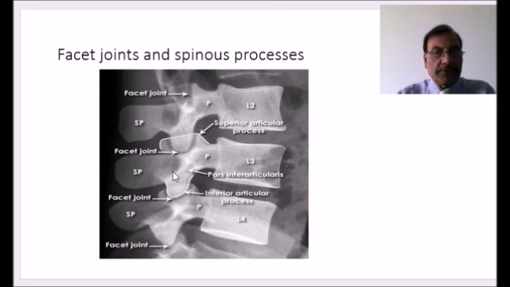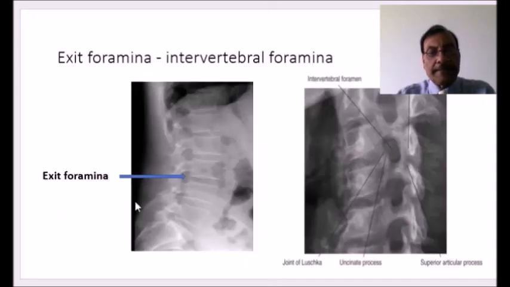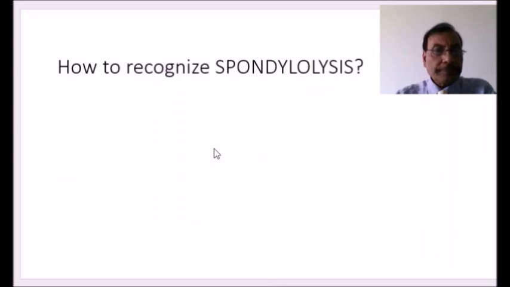We will see the facet joints more clearly. So this is the facet joint, the superior articular process. This is the superior articular process, and this is the inferior articular process. And then come to the exit foramina. This is the exit foramina through which spinal nerves come out.